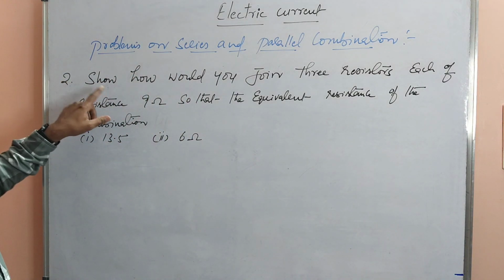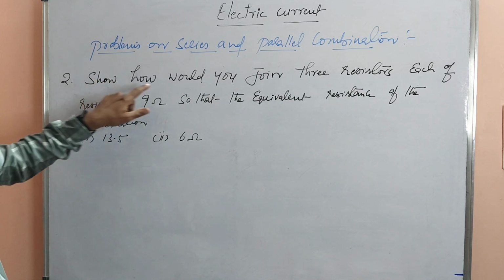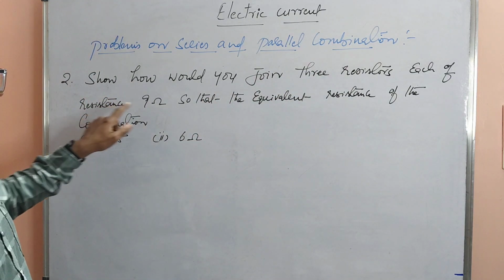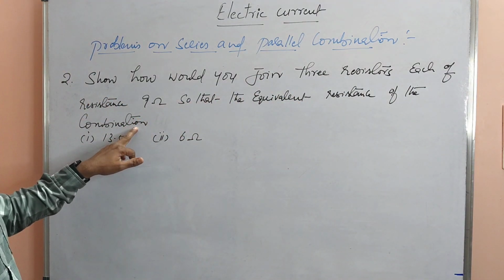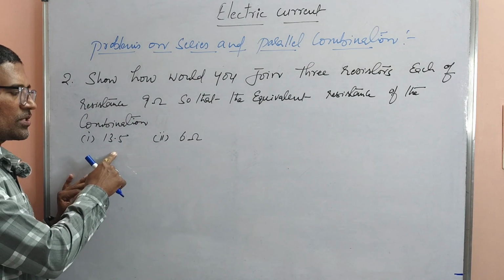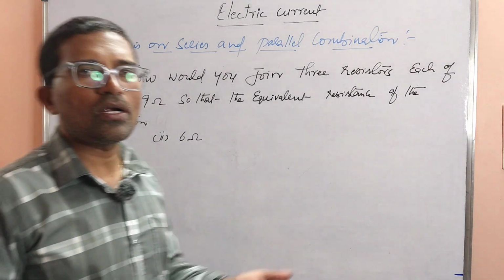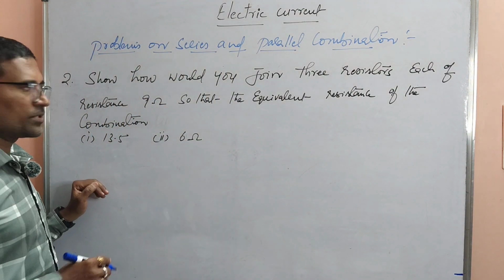The second problem is, the data is given as follows. Show how you would join three resistors, each of resistance 9 ohm, so that the equivalent resistance of the combination is 13.5 ohm for one combination. For another combination, 6 ohm. Then how did we get these values? Let us see.